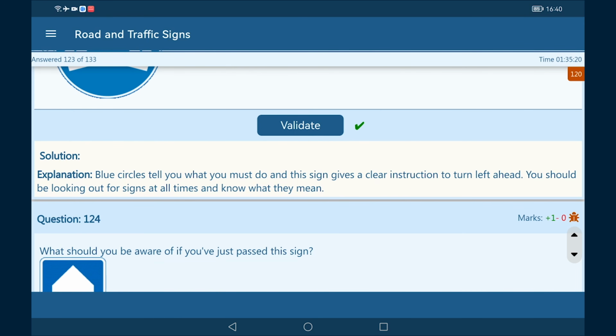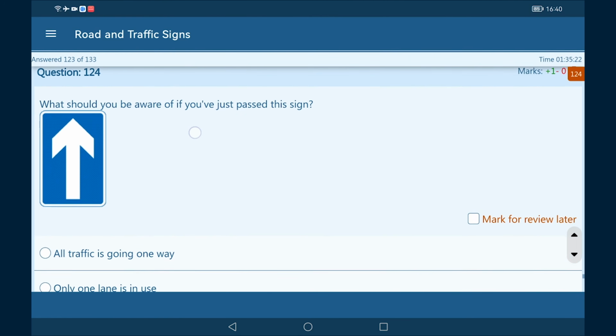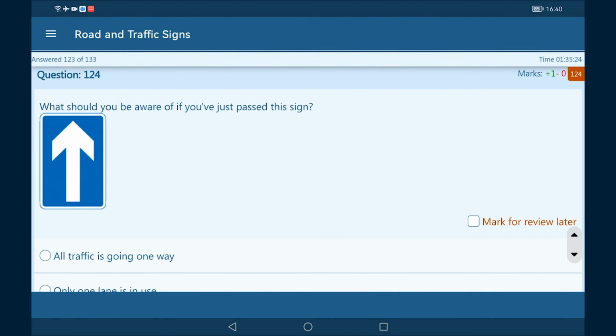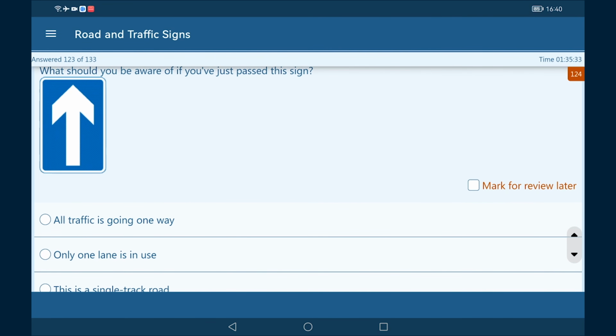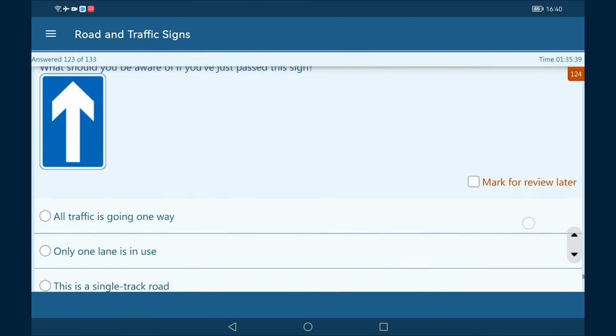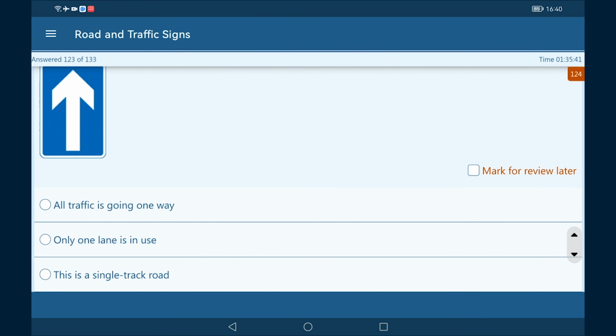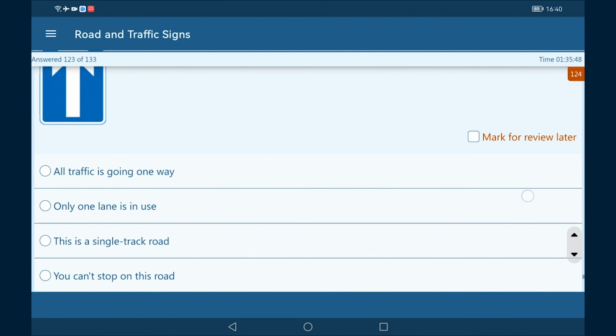Question 124. What should you be aware of if you've just passed this sign? Option 1. All traffic is going one way. Option 2. Only one lane is in use. Option 3. This is a single-track road. Option 4. You can't stop on this road. The correct answer is option 1, that is, all traffic is going one way.